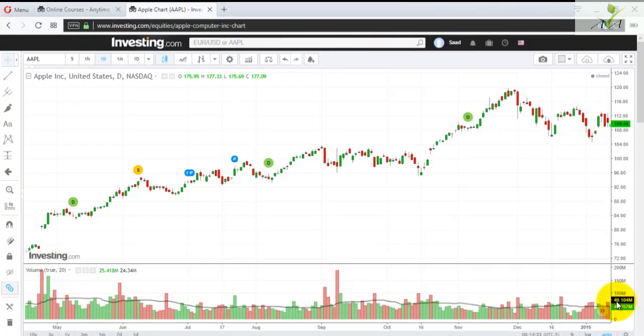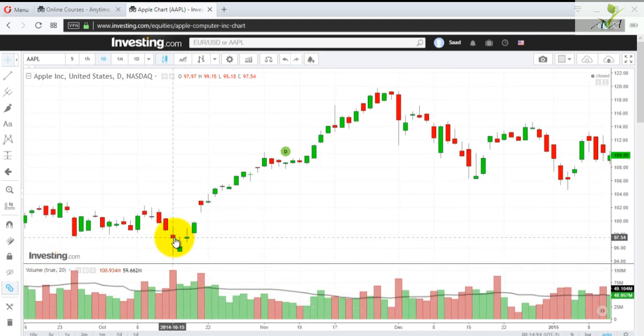Hammer. Now a hammer on a fall is considered to be extremely bullish, and even if a hammer comes on a slight fall, remember it is a bullish sign. Now what do I mean by that? Just look at it on this candlestick. Let me zoom in for you.